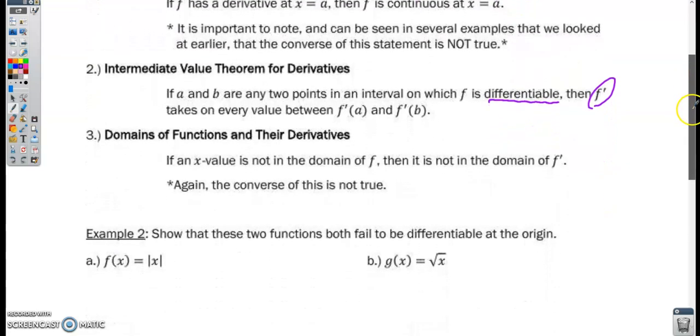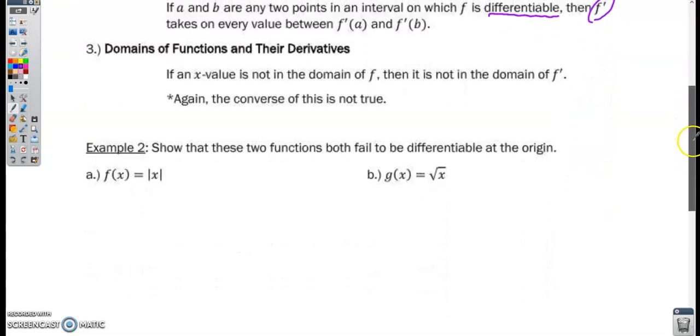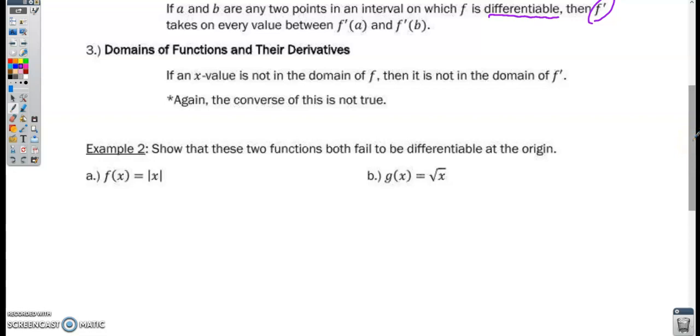All right. Example 2. Show that these two functions both fail to be differentiable at the origin. Okay, so first off, this piecewise function, in order to show that it's non-differentiable at the origin, I need to rewrite this absolute value function as a piecewise function in order to take the derivative of it. The absolute value of x is equal to x for x greater than or equal to 0, and it's equal to the opposite of x for x less than 0.